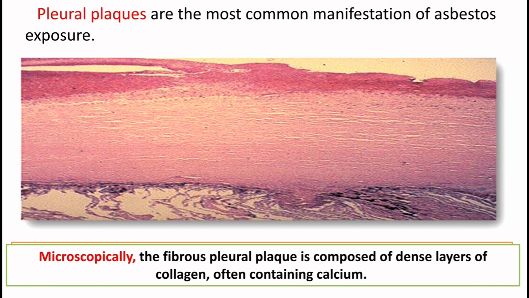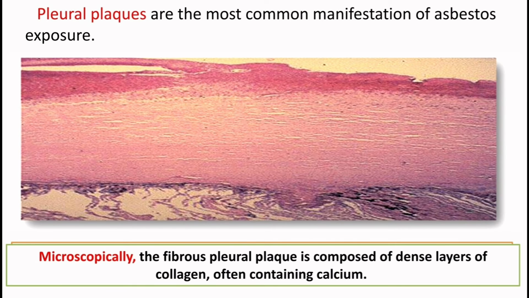The pleural plaques are the most common manifestation of asbestos exposure, and this picture shows one microscopically. The fibrous pleural plaque is composed of dense layers of collagen, often containing calcium, and they develop most frequently on the anterior and posterolateral aspects of the parietal pleura and over the domes of the diaphragm.